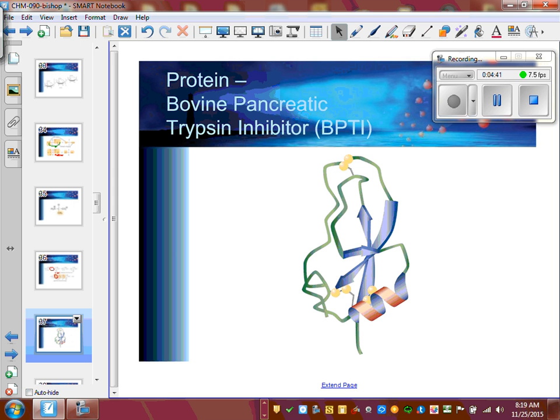So here's a typical protein: bovine pancreatic trypsin inhibitor, BPTI. Should be obvious what's going on from this picture. Yeah, I know it's not. We'll try to explain it later. This is a simplified version. And hopefully by the time we get done going through this, you'll know what that all means.